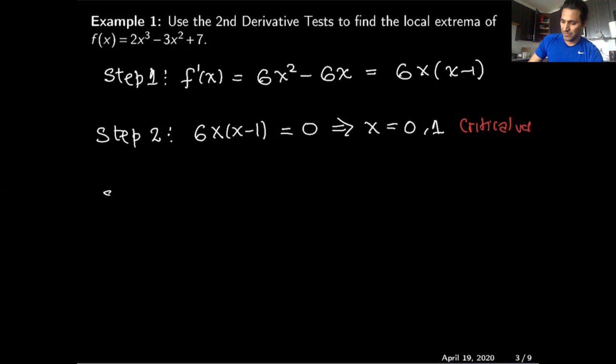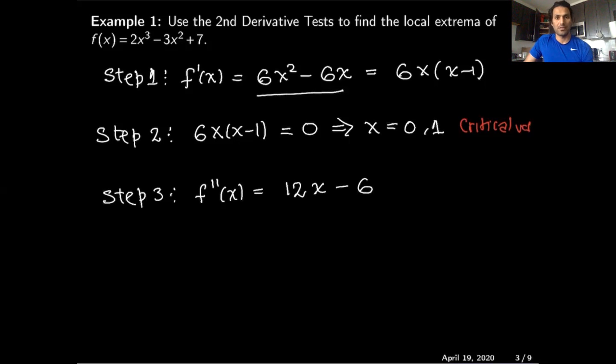So in step number 3, instead of using the line test, I will calculate the second derivative of the function first. The second derivative of the function is 12x minus 6, because here is the first derivative. One more derivative is 12x minus 6. And then I will plug my critical values into the second derivative.